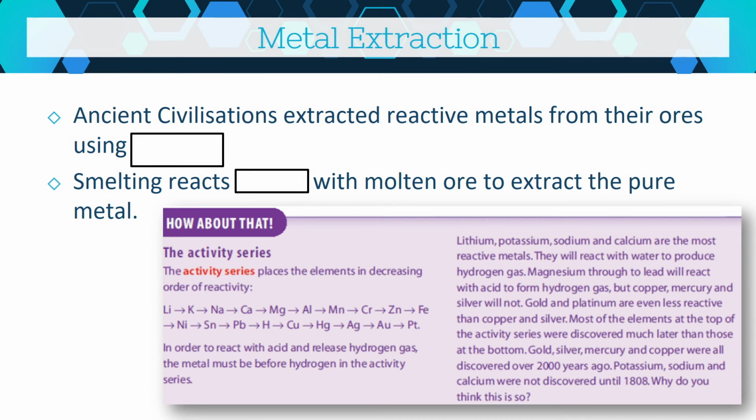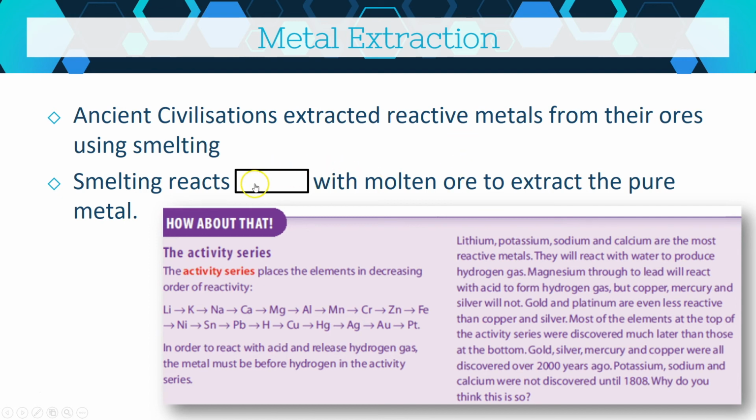For a long time, we worked with metals that were a lot less reactive because they were the ones we could find in the ground. But ancient civilizations did work out that you could take certain ores and there was a way you could actually extract metal. This was through a process called smelting.